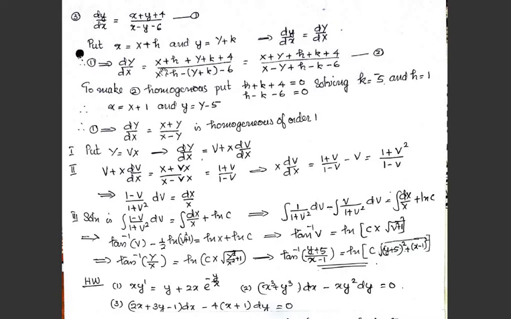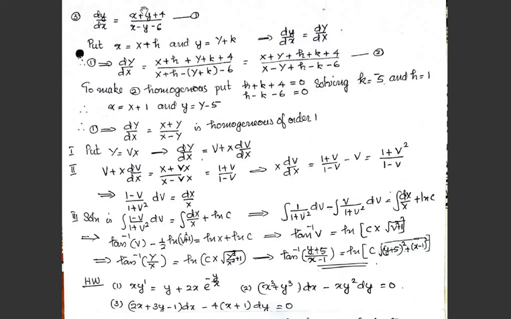So dy by dx is equal to, in the place of x put x plus h, in the place of y put y plus k. Here also we get (x plus y plus h plus k plus 4) divided by (x minus y plus h minus k minus 6).